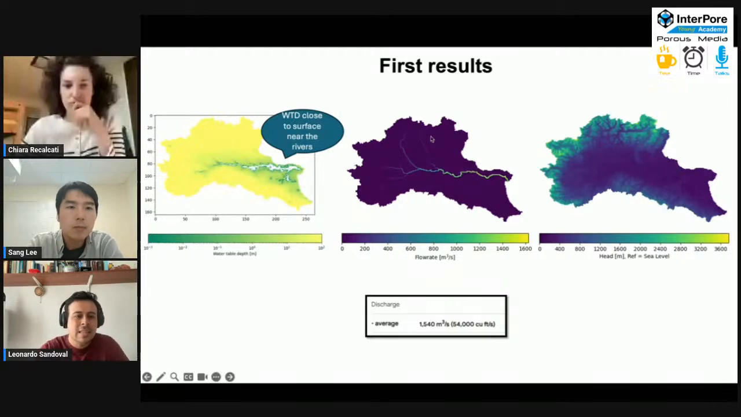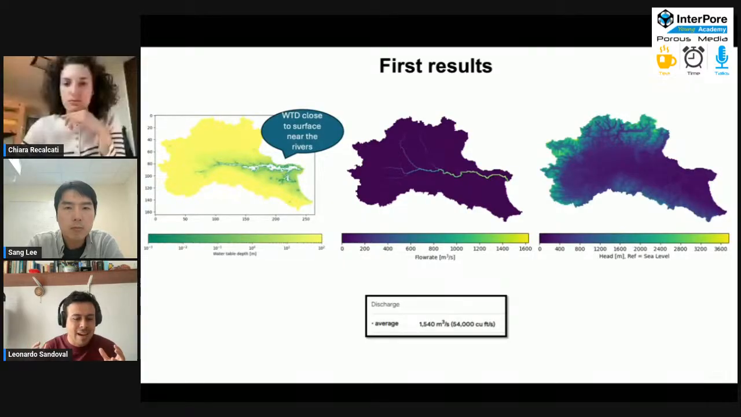So what you can see in this first figure is the water table depth in each cell of the domain. And we were very happy because the water table depth close to the rivers was 0 or very close to 0. The same happens when you see the flow rate of the rivers in the domain. We were very happy because the measured flow rate of the biggest river in the system was very close to the value that we were obtaining from our numerical model. And a similar behavior occurred for the hydraulic head. It has the behavior that we were expecting for this type of models.